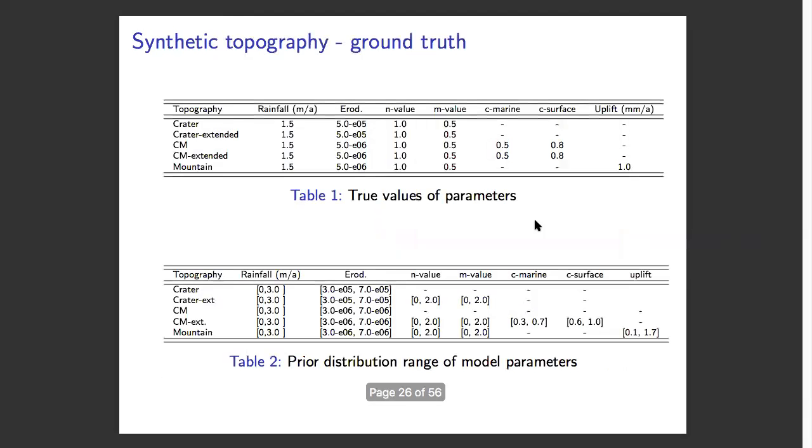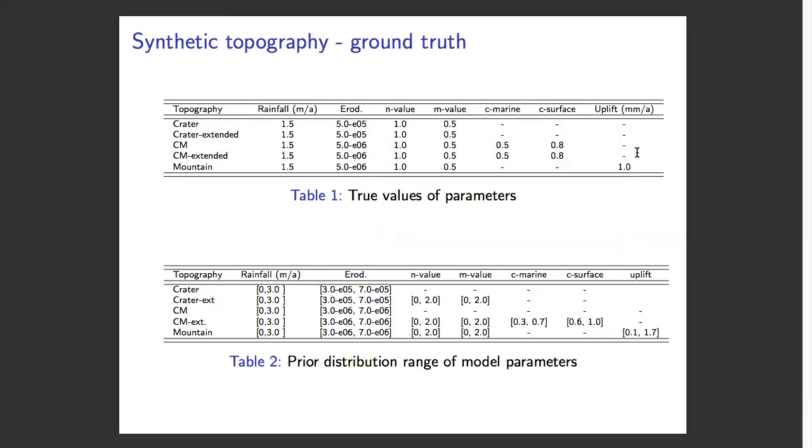And what are those 6 parameter values? We are giving them in this table, for example, here. All of them had rainfall of 1.5 m/a, and erodibility, which has no unit, then the m value, the n value, and then we have sea marine and surface.